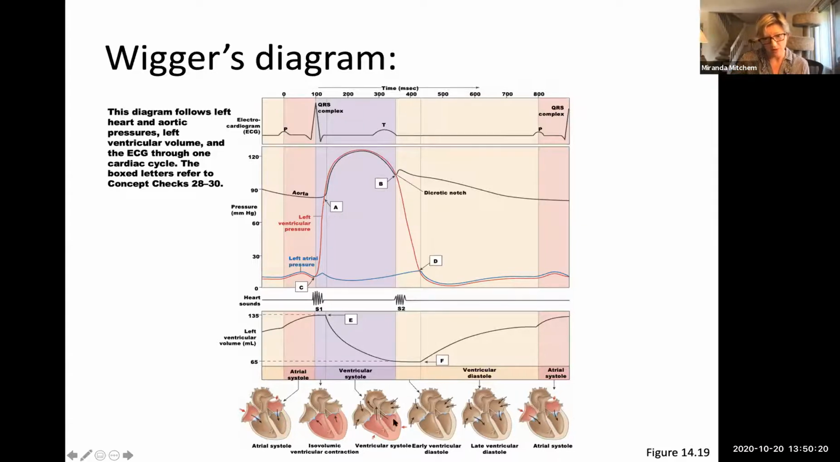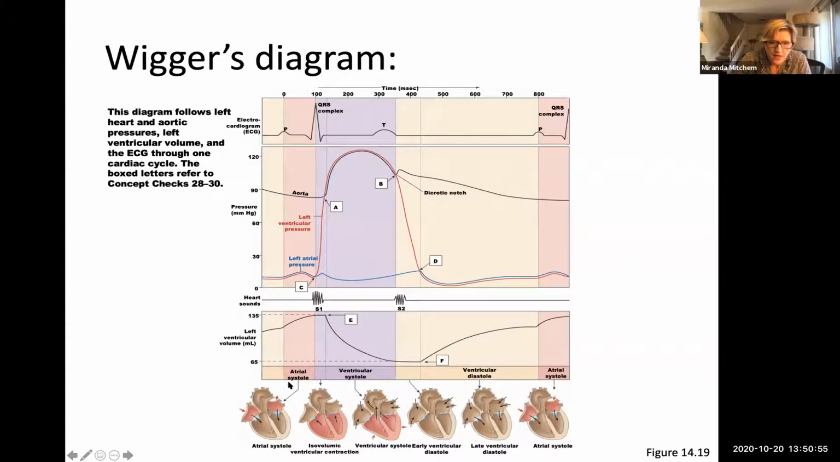We looked at this part of it when we were studying the conduction system. The top part of Wiggers is simply the electrocardiogram. The middle part is the pressure. I'm going to come back to that. The bottom part is the volume of the left ventricle. And then we've got the contraction and relaxation of the atria and ventricle outlined for you.